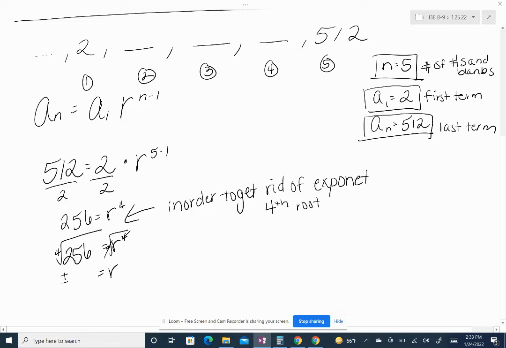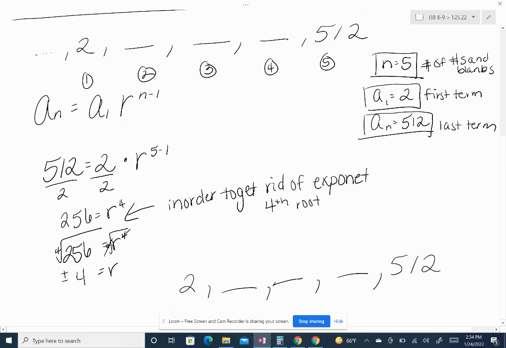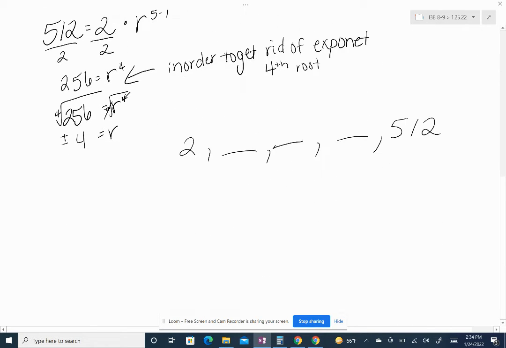So technically, same as a square root, you should get plus or minus 4. So we need to try the pattern with both. So 2, something, something, something, 512. I'm going to imagine it's positive, but we'll double check. So times 4, times 4, times 4, times 4.